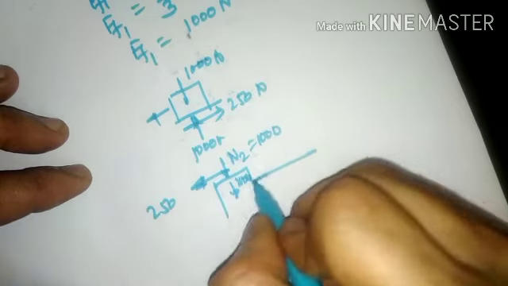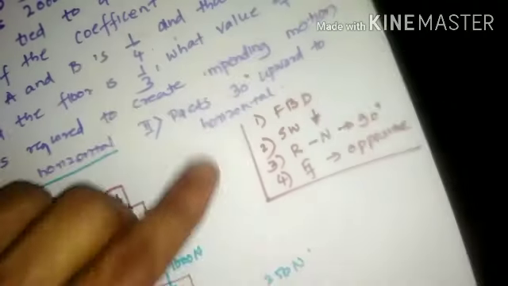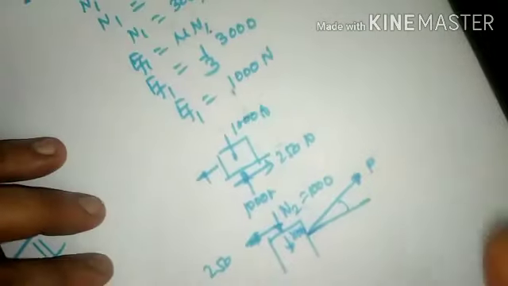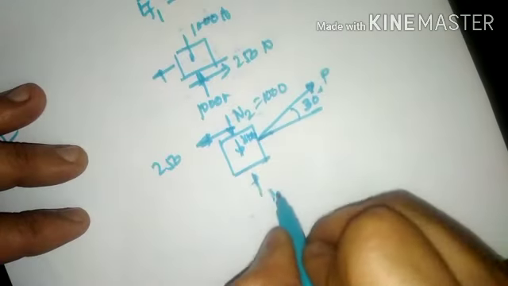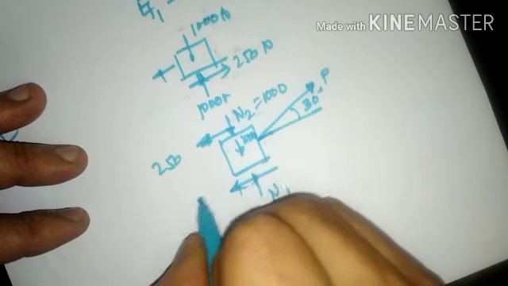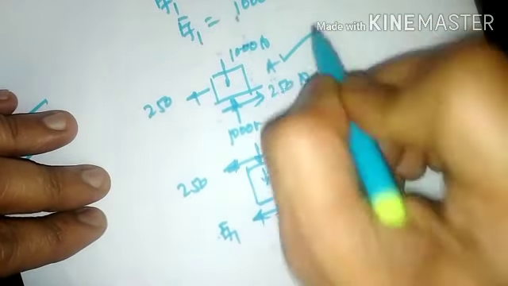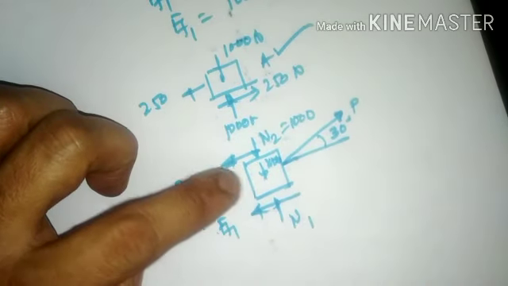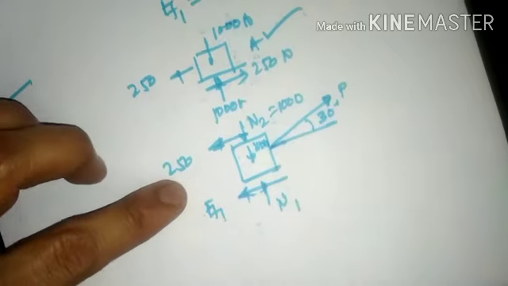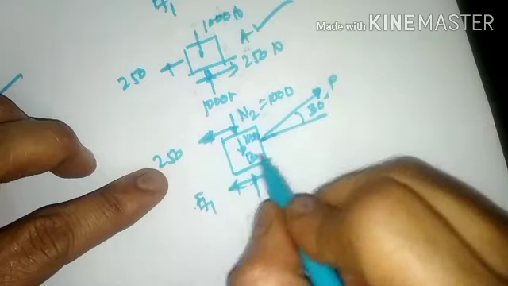P, instead of horizontal, will now be taken upward, making an inclination of 30 degrees upward. And this reaction will be called N1. Frictional force will be F1. If we solve, there won't be any change for the solution of block A. Block A will remain as it is because P is in no way connected to block A. P is connected only to block B. So whatever solution varies is only pertaining to block B.